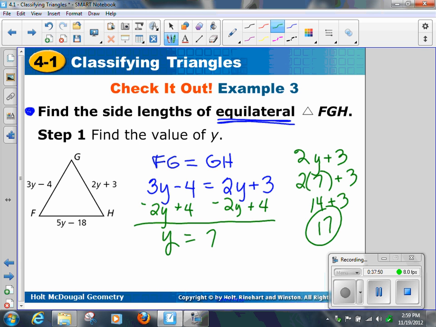Just out of curiosity, hey, it's up here on the board. 3 times 7 is 21. 21 minus 4 is 17 indeed. 5 times 7 is 35. 35 minus 18 is 17 again. Hey, what's a perimeter? How do you know? 17 plus 17 plus 17, or 17 times 3. Very good, y'all. Very, very good.